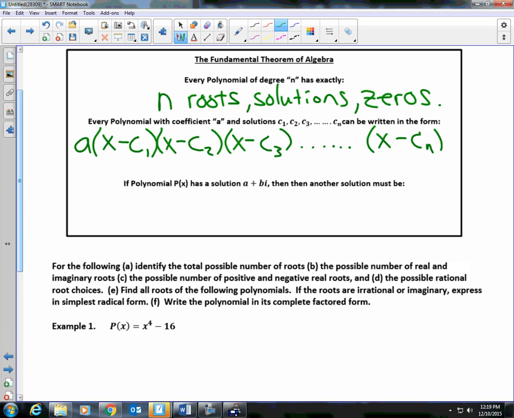This is part of the fundamental theorem of algebra. If a polynomial p(x) has a solution of a plus bi, that is a complex number, it has a real part, an imaginary part, then the other solution must be the conjugate, a minus bi. Complex numbers come in pairs. If you have one, you're going to have a second one.